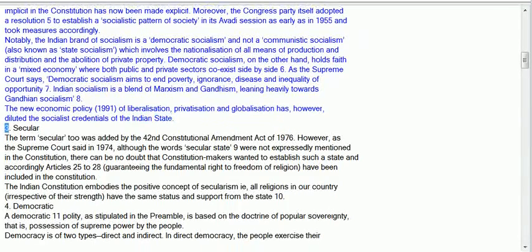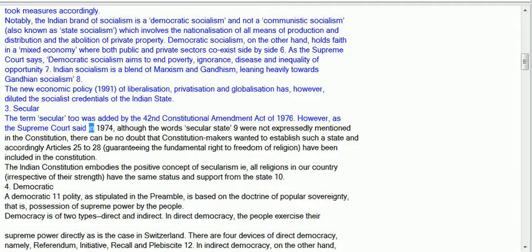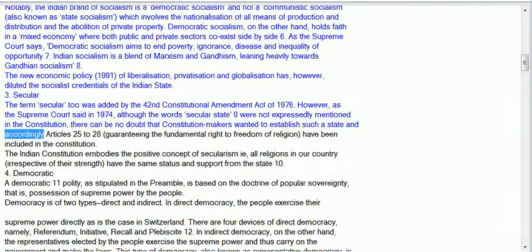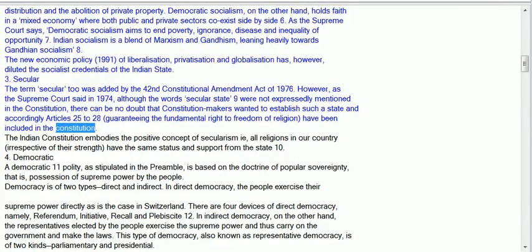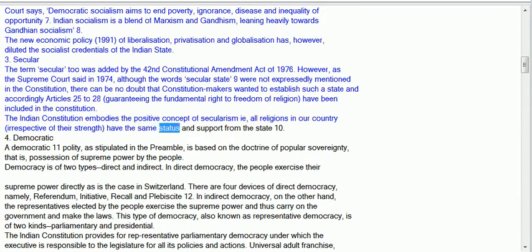3. Secular. The term secular too was added by the 42nd Constitutional Amendment Act of 1976. However, as the Supreme Court said in 1974, although the words secular state were not expressly mentioned in the Constitution, there can be no doubt that Constitution makers wanted to establish such a state and accordingly Articles 25 to 28, guaranteeing the fundamental right to freedom of religion, have been included in the Constitution. The Indian Constitution embodies the positive concept of secularism, i.e., all religions in our country, irrespective of their strength, have the same status and support from the state.